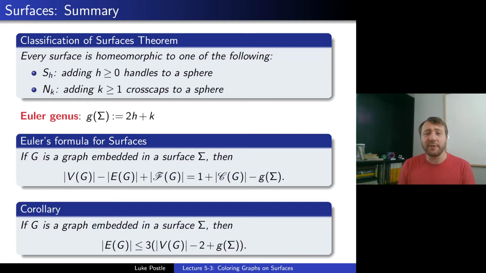And then of course we get the obvious corollary that if G is a graph embedded in a surface sigma, then E is at most 3(V minus 2 plus genus). So graphs on surfaces have a relatively small number of edges, a linear number of edges in a sense, at least if they're large, but you could actually embed complete graphs. Again, any graph embeds on some surface. So that's for surfaces, but now let's talk about coloring graphs on surfaces.